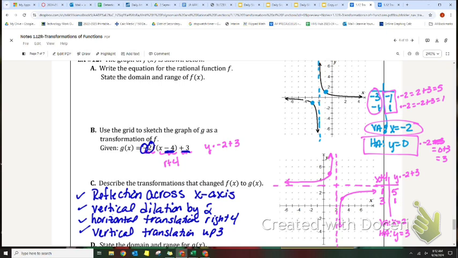Well, the only issue you have with your domain is your vertical asymptote there. So your domain is going to go from negative infinity to your vertical asymptote at 2, and then it's going to jump over it, so 2 to infinity. Your range, the only issue is that horizontal asymptote, so negative infinity to 3, jump over it, 3 to infinity. Remember, the other thing you have to watch out for would be your holes, okay? But we didn't have any holes in this graph.